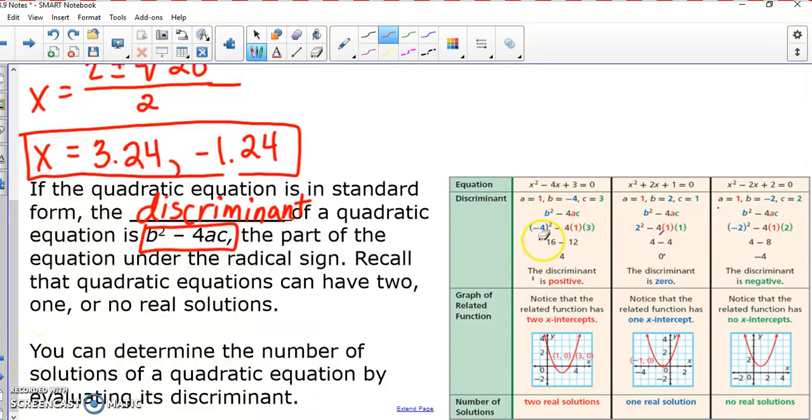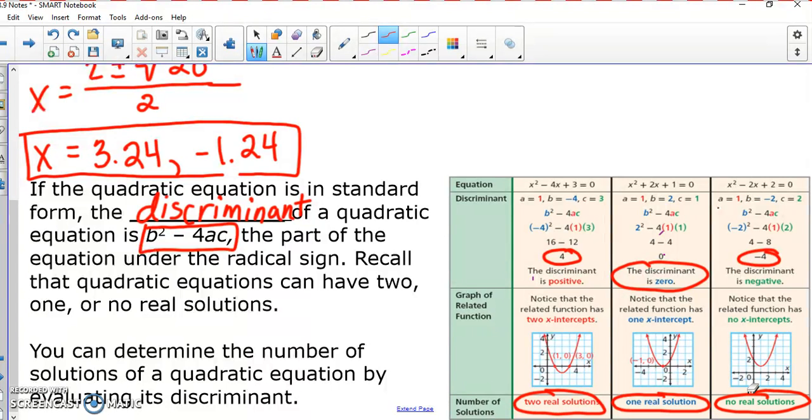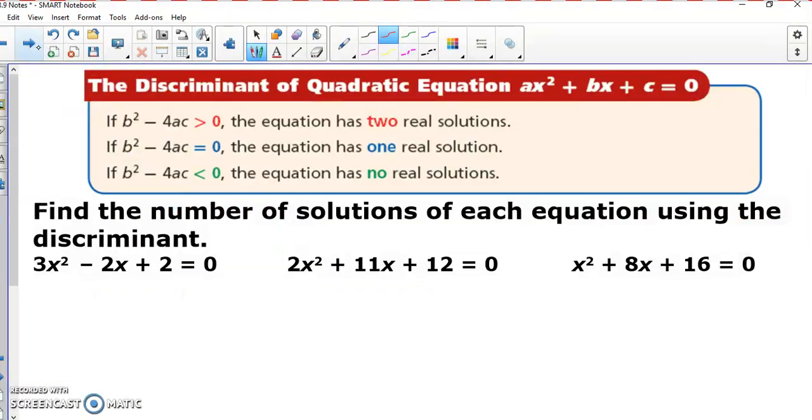If you can evaluate your discriminant and you get a positive number, then you're going to have 2 real solutions. If you evaluate your discriminant and you get 0, you're going to have just 1 solution, because that vertex is only going to hit my x-axis 1 time. And then if we end up with a negative discriminant, then we're not going to have any real solutions, because you can't take the square root of a negative number.